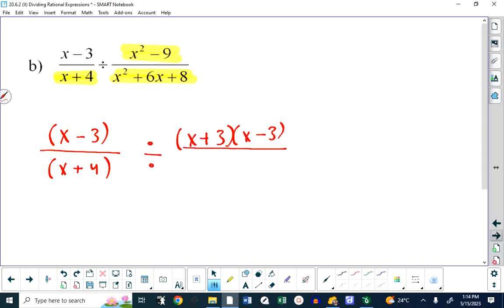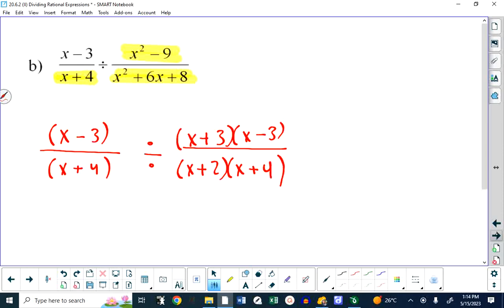And maybe what I'm getting at is the thing that ramps this up now to a higher level is you just have to be more organized and thoughtful. There's more going on. And then x squared plus 6x plus 8 is x plus 2, x plus 4. Let's do our non-permissible values. Not equal to -4, -2, or plus or minus 3.